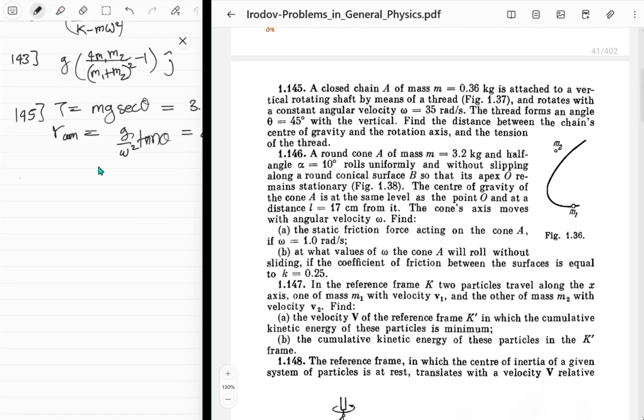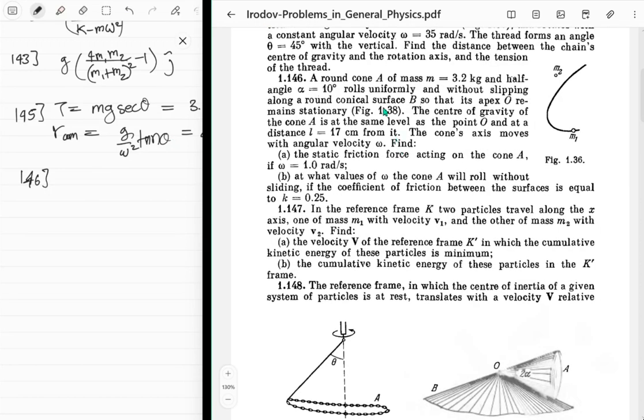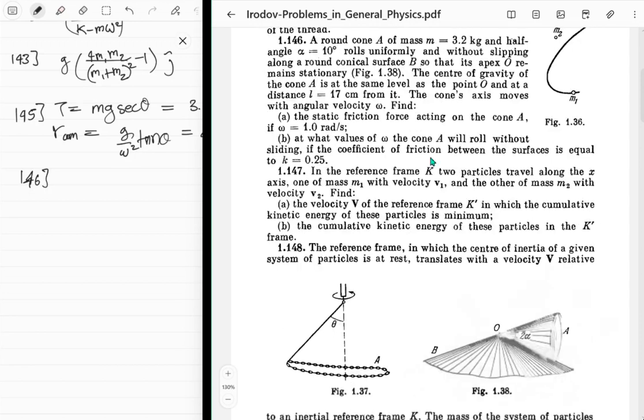Okay, 140. What was this? 146. Okay, a round cone A of mass m equal to 3.2 kg and half angle alpha equal to 10 degrees. So they give a figure as well.